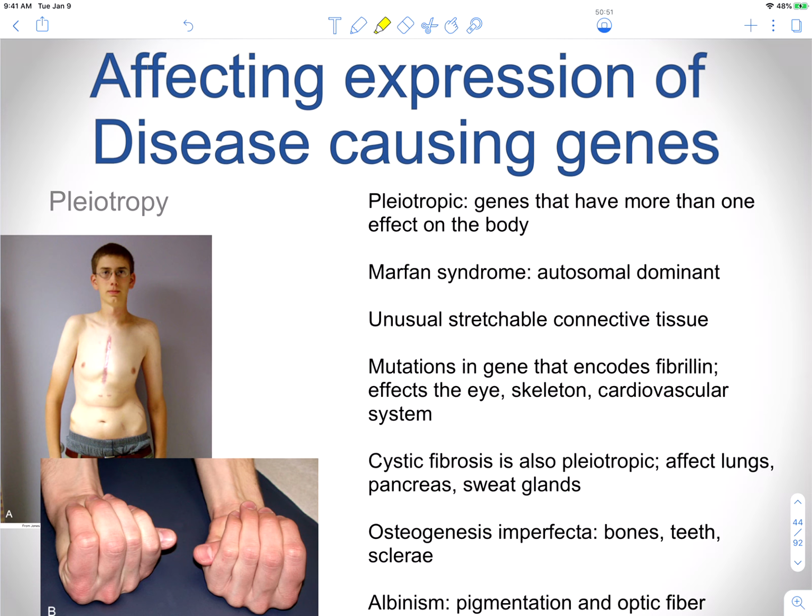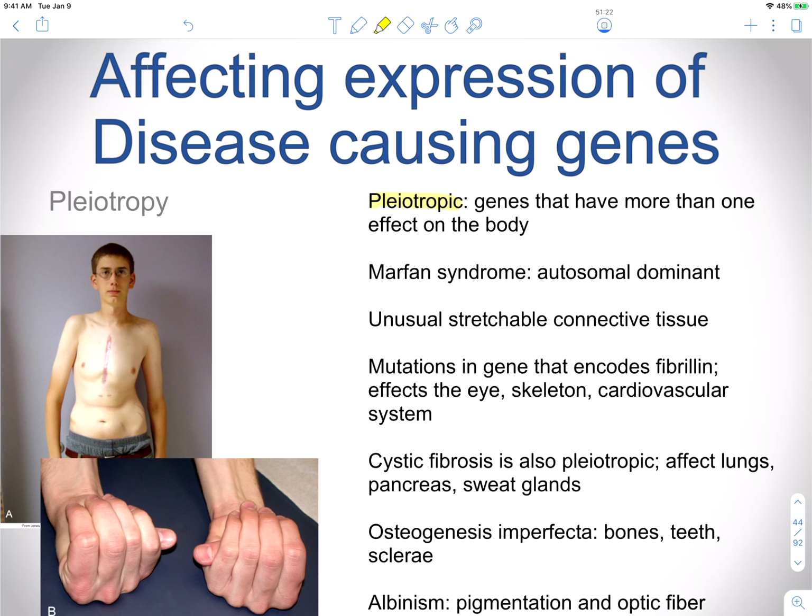Pleiotropy is where you have genes that have one or more effects on the body, so they have pleiotropic effects. The phenotype is pleiotropic. Marfan syndrome is autosomal dominant. There's an unusual stretching of connective tissue. The mutations are in the genes that encode fibrillin. Fibrillin, of course, is found in many areas, so you're going to have effects on the eye, cardiovascular system, your skeletal system.